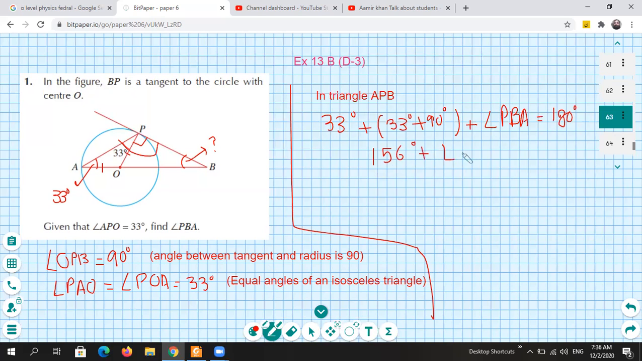156 plus angle PBA equal to 180 degrees. So angle PBA will be equal to 180 minus 156, or this is equal to 24 degrees. So this is your final answer.